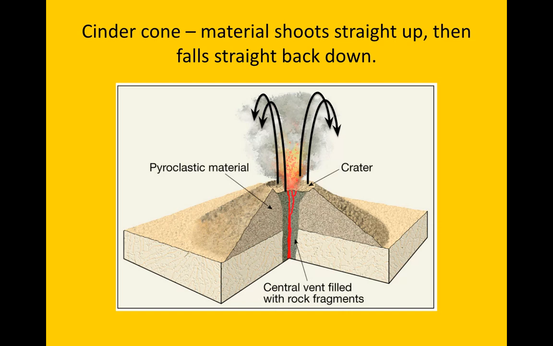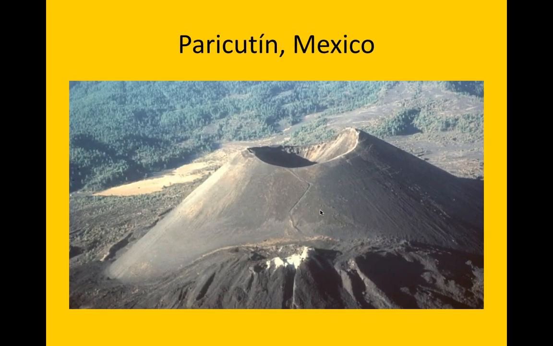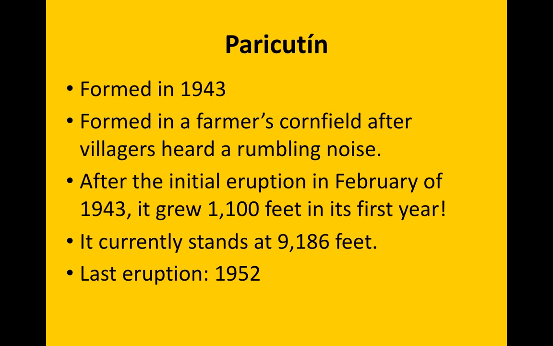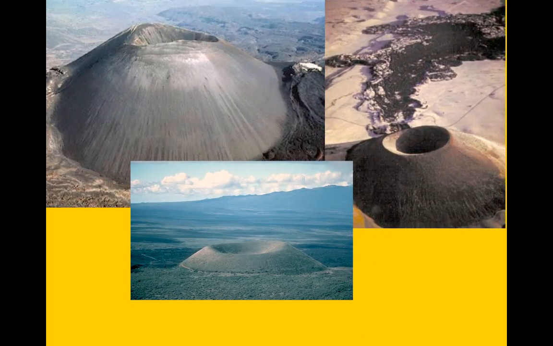And they get their characteristics from shooting pyroclastic flow straight up into the air, and usually it falls down very close by, making this very steep type of cone. And that's Paricutin, the most famous one in Mexico. Most cinder cones are not this large. This one is almost 10,000 feet, which is very big for a cinder cone volcano. It hasn't erupted since 1952, but scientists think it can erupt again. Here's more pictures of it.